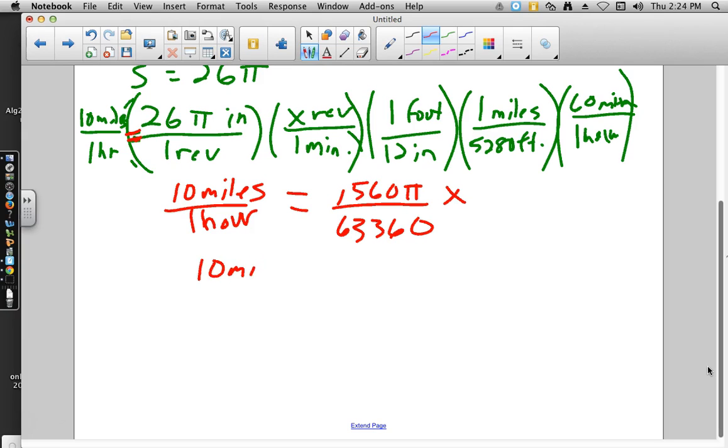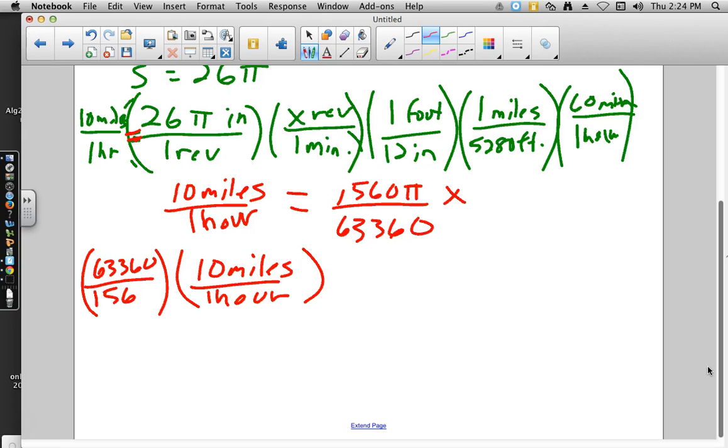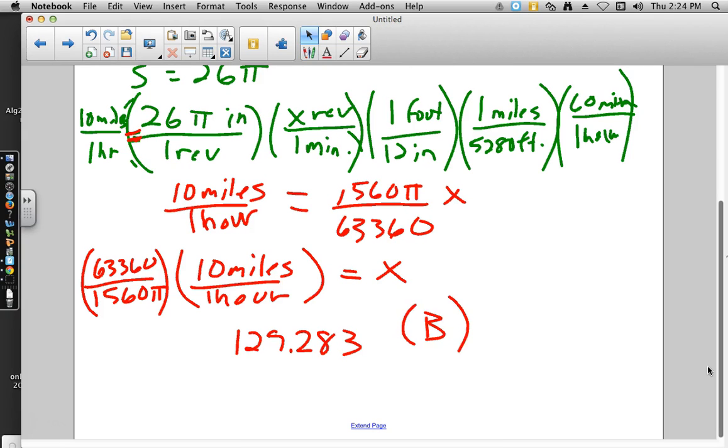So we've got 10 miles per 1 hour times 63,360 over 1,560 pi. That would give us x. And we multiply that out and we get 129.283, and this just happened to be multiple choice. And that is answer B. So this one is a little weird, and it's because part of our unit analysis contains how many revolutions we would need per minute.